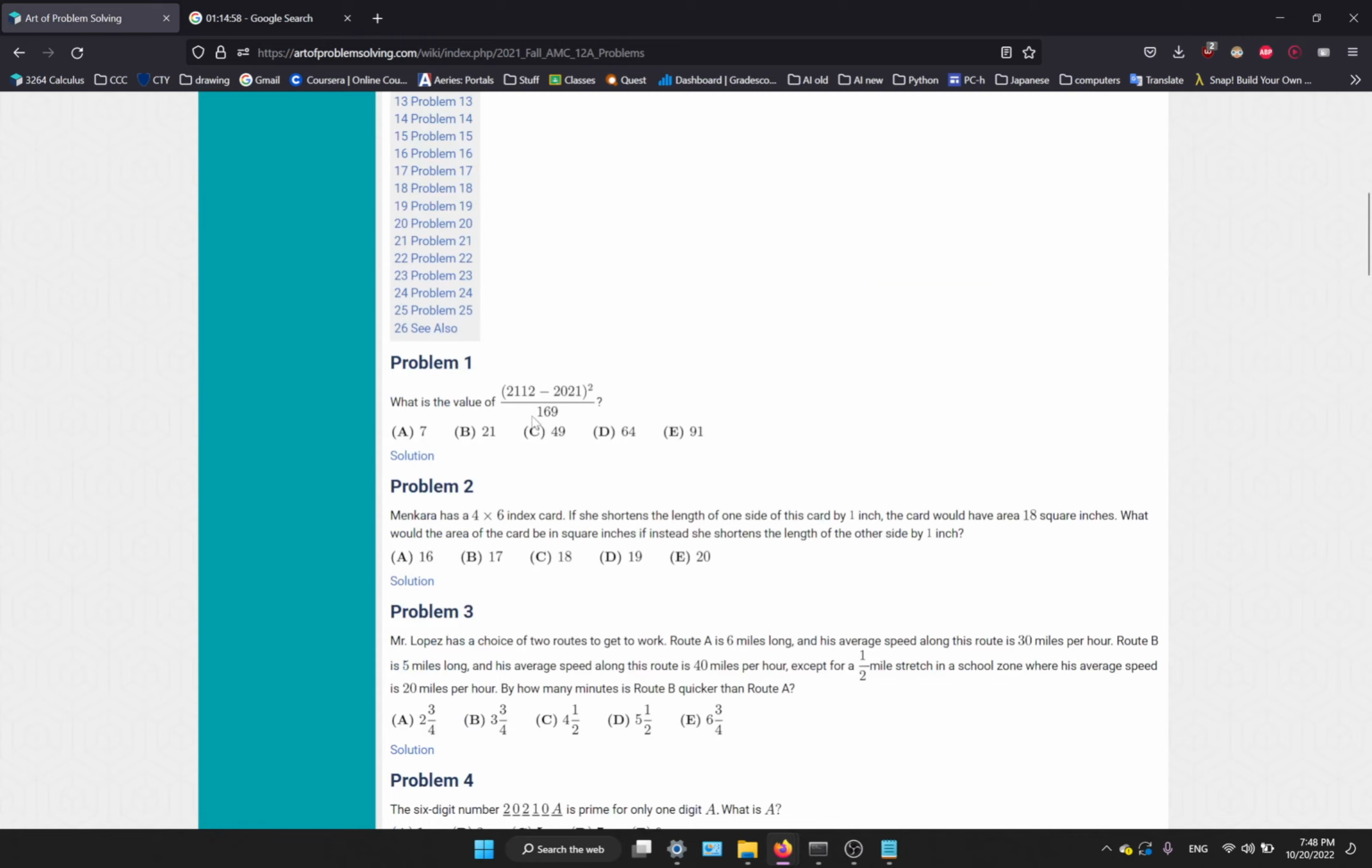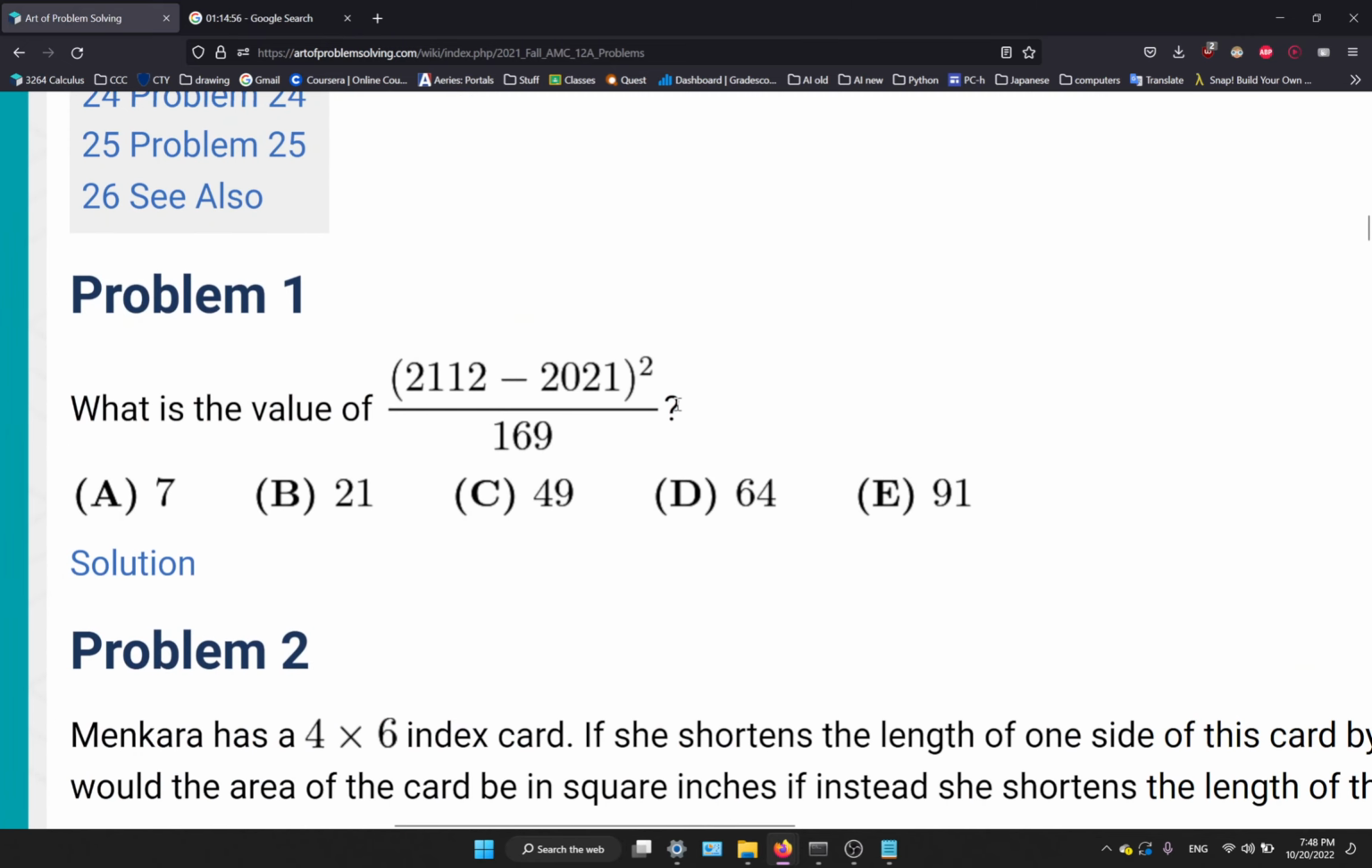First question. What is the value of 2112 minus 2012 squared over 169? Well, this seems like it's a square. First of all, we know that 169 is equal to 13 squared. I guess you just have to know that. And what's 2112 minus 2012? Let me calculate this on my iPad. It's exactly equal to 100.